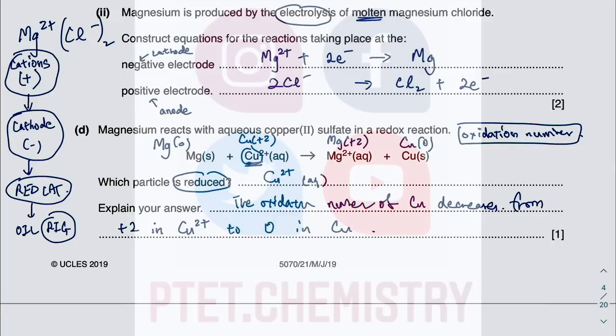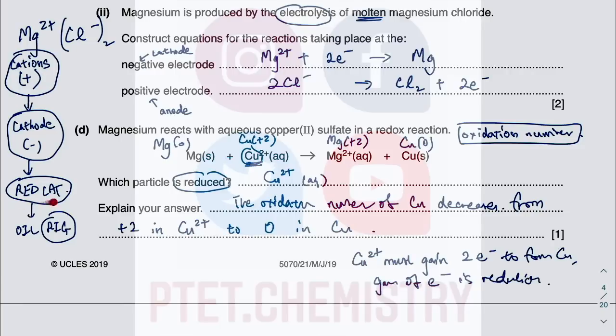What you could also appreciate is, how can you get from +2 to 0? You have to gain electron. Gaining of electron is reduction. So you could have used in terms of gaining of electron as well. So copper 2 plus must gain 2 electrons to form copper, and gain of electron is reduction. When you think about what happened at the electrolysis above, reduction happened at cathode, reduction involved gaining of electron. So the plus 2 will gain 2 electrons, and you become zero oxidation state. Zero oxidation state there. Alright?